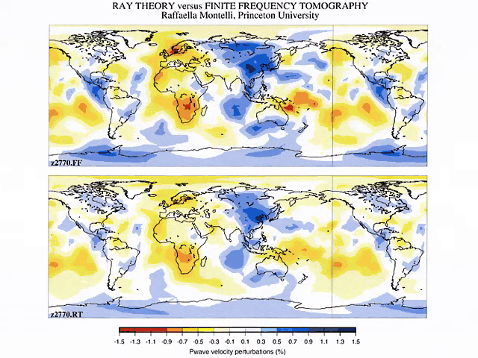Now, I also want to point out that you actually see most of these features down here in the ray theory model, too. It's just that you see them much more easily up here because they have a higher amplitude. And that's exactly what we expect these kernels to do, is enrich the amplitude of the anomalies.